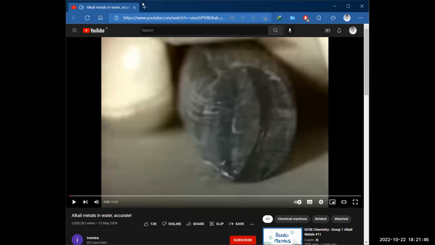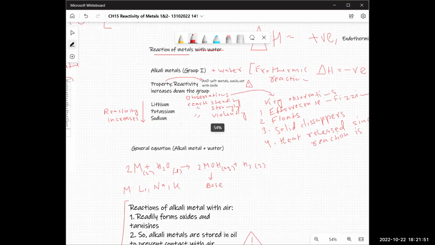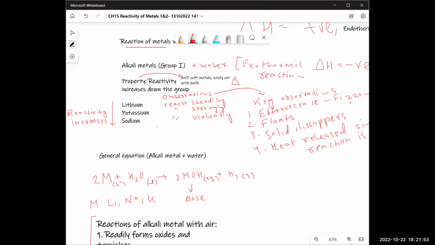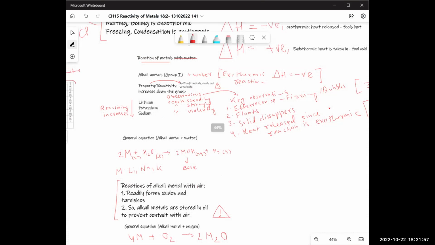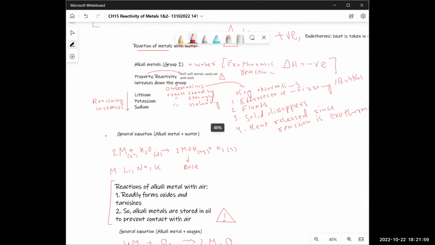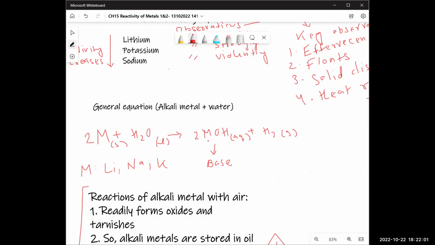Right. That is how reactive metals are, and that is why we must keep them in oil. I hope that's clear. Now, key observations: they float, solid disappears, effervescence. Any questions, Rania, Javan? No, sir. Now over here, you'll realize that you have 2M plus 2H2O, it gives us 2MOH plus H2 gas.